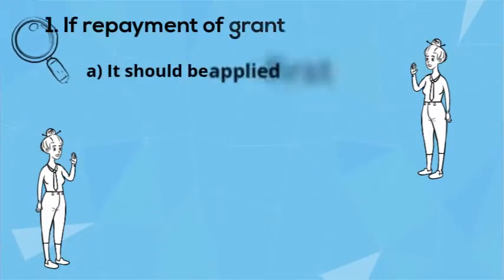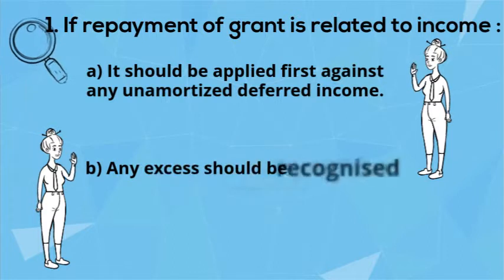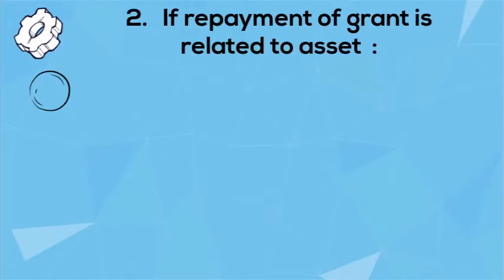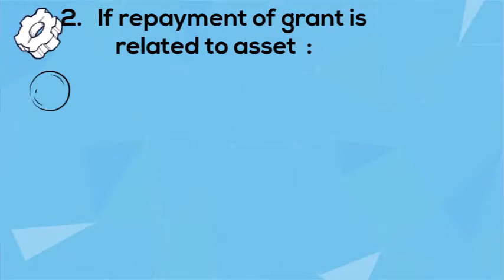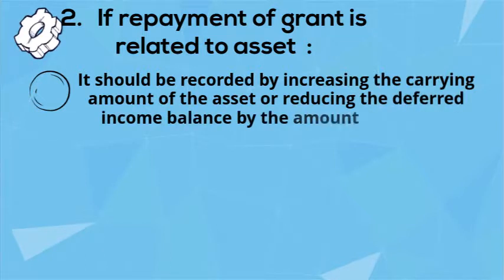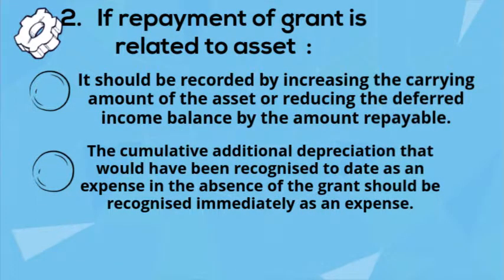First, if the repayment of the grant is related to income, it should be applied first against any unamortized deferred income, and any excess should be recognized immediately as an expense. Second, if repayment of the grant is related to an asset, it should be recorded by increasing the carrying amount of the asset or reducing the deferred income balance by the amount repayable. The cumulative additional depreciation that would have been recognized to date as an expense in the absence of the grant should be recognized immediately as an expense.